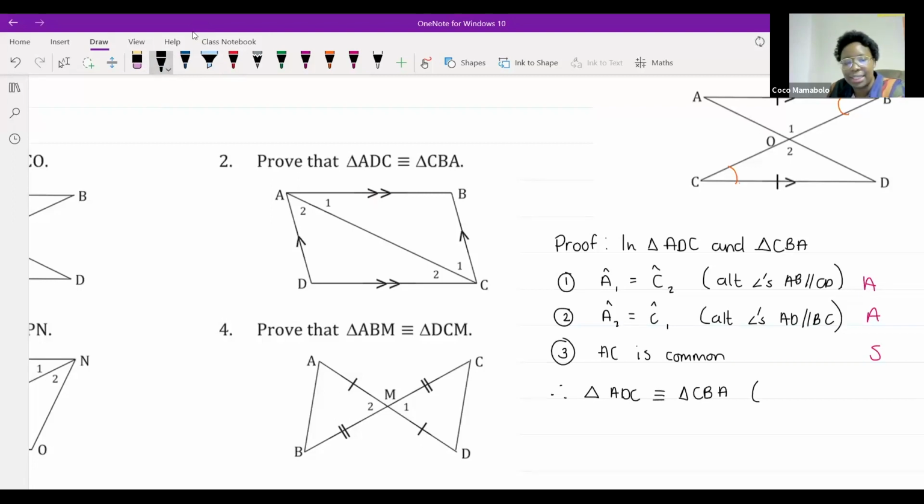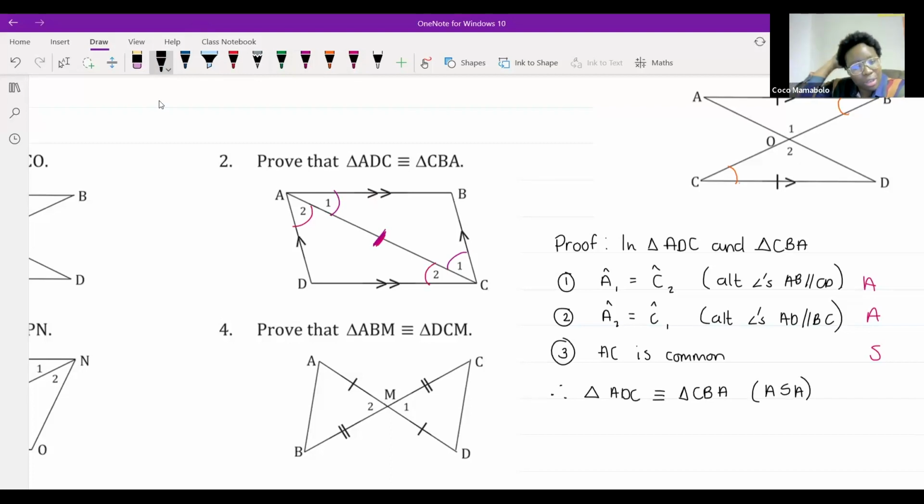And I know it's easy for us to just look at this thing and say it's angle, angle, side. No, it's not. Let's go back and have a look, guys. I've got an angle, I've got an angle, and I've got a side in the middle. And I've got an angle, and I've got an angle, and I've got a side in the middle, correct? So my reason should be angle, side, angle.